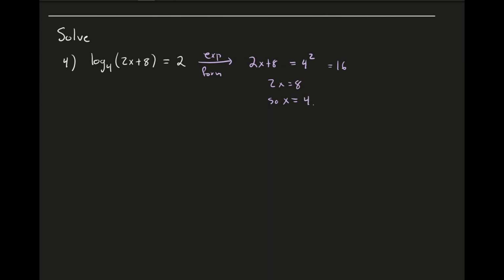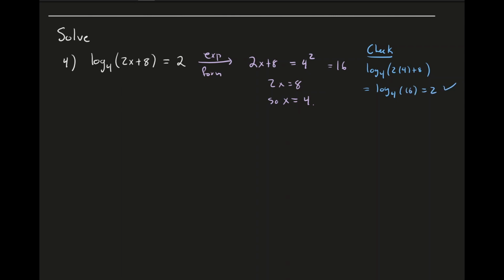For logarithmic equations, and this is going to be particularly true the second you start using properties of logarithms to solve them, you should get into a good habit of checking your answer. In this case, this one's going to work. If I do log base 4 of 2 times 4 plus 8, that is log base 4 of 16, and that is in fact 2 squared, so that one works.